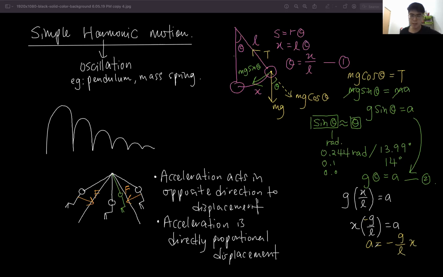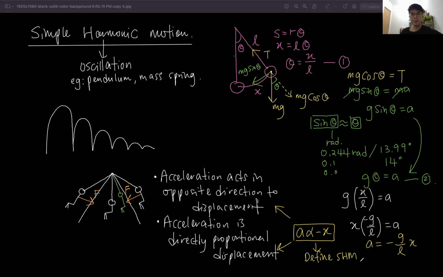And this is actually a constant. The g is a constant. The L is also a constant. So that means I can write a is directly proportional to minus x. This expression fulfills these two conditions, which is first, when the displacement increases, acceleration increases. Second is that they are in opposite directions. Okay, so this is the definition of SHM, simple harmonic motion.